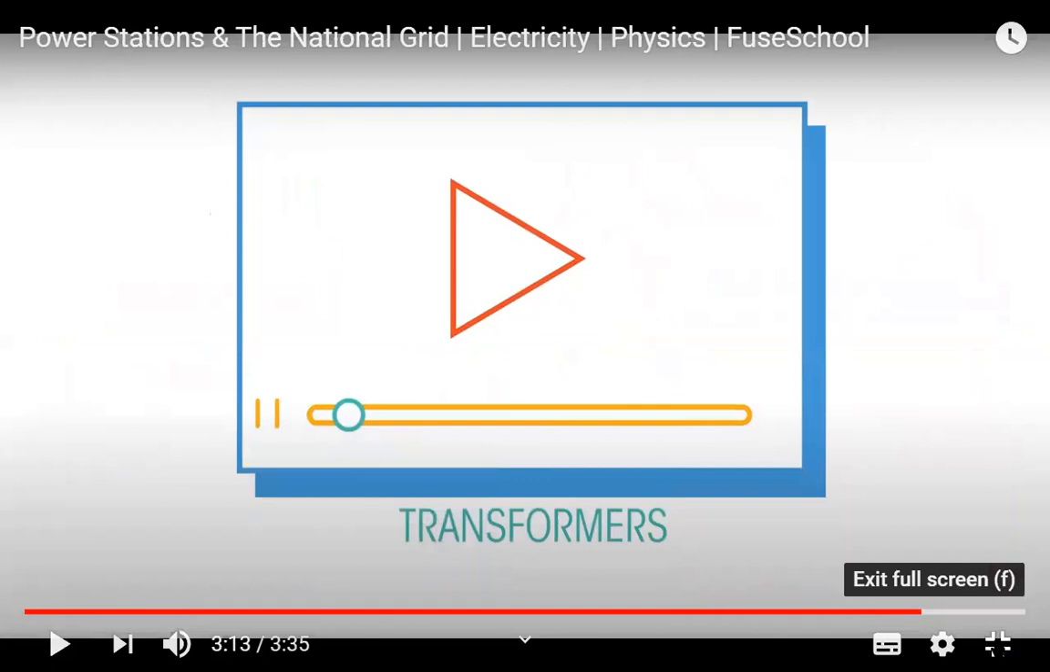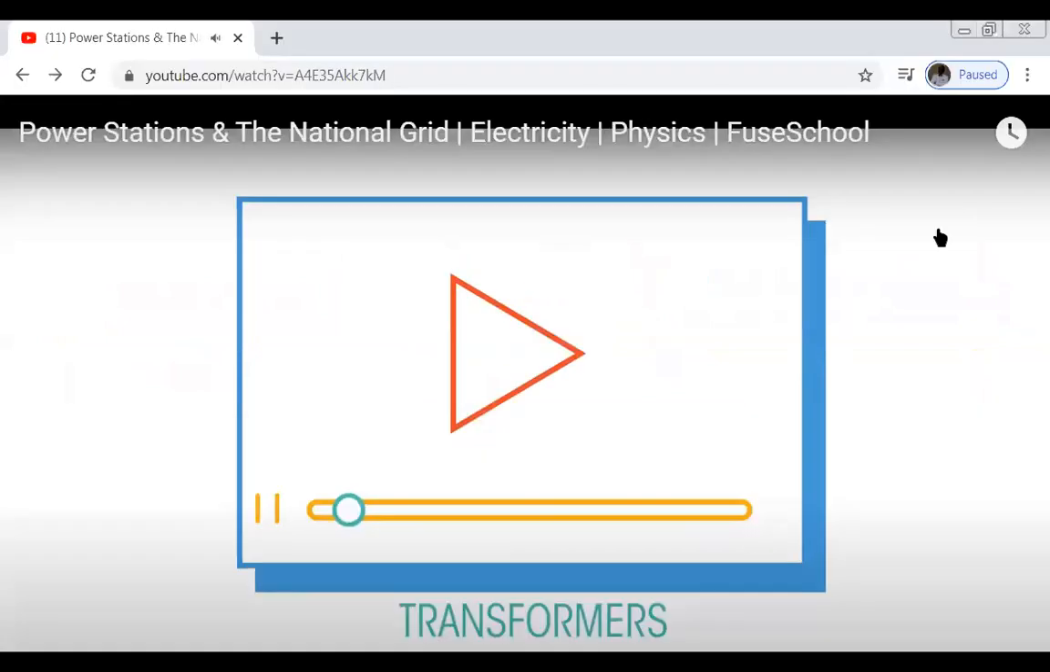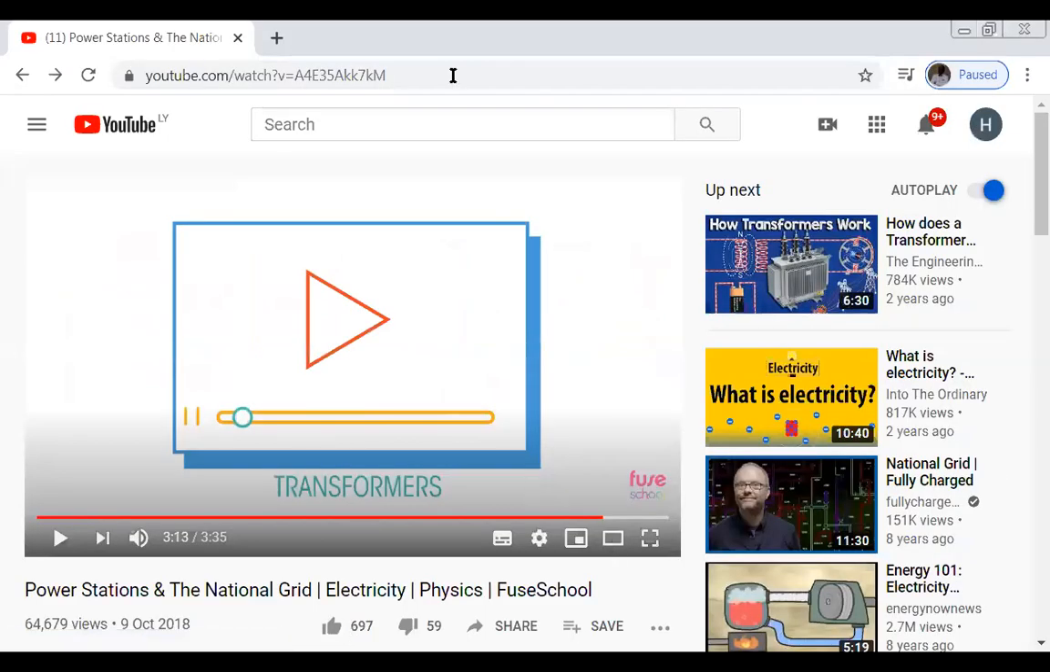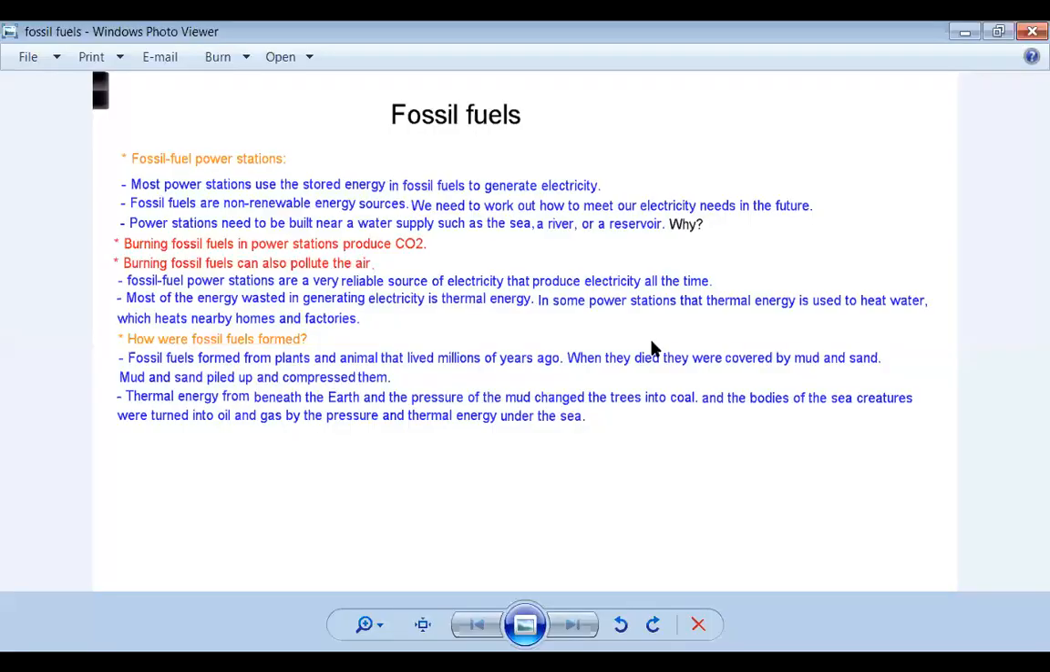Okay, I don't want to get more into this, because we are talking about how fossil fuel power stations work. So this was a video to show you more about how power stations work, how they can generate electricity, and the second part of it, how the electricity gets from high voltage to low voltage to our homes. Is it clear for you? Yes. Okay.